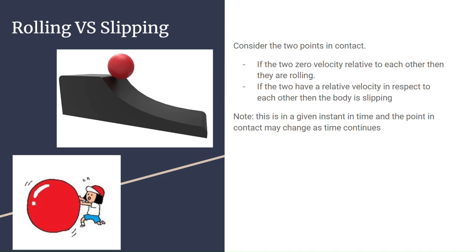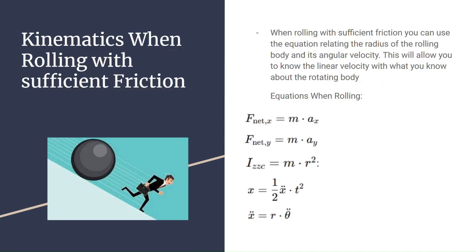And slipping would not have this. Of course, with slipping, they will have a velocity relative to each other where they slide. And this is only in a given instant of time. This will change in a couple of seconds, but you pause time and look at it.